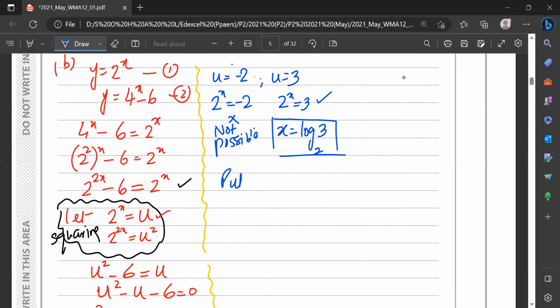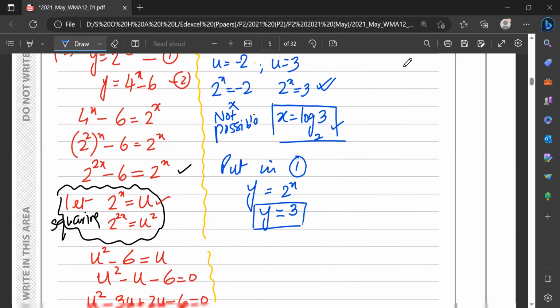So here I'm using this in equation number 1. Instead of using x equals log of 3 to the base 2, why not use this value, 2 power x, straight away? So put in 3: y is equal to 2 power x, and 2 power x, yes, we have calculated as 3. So we have the y value again.